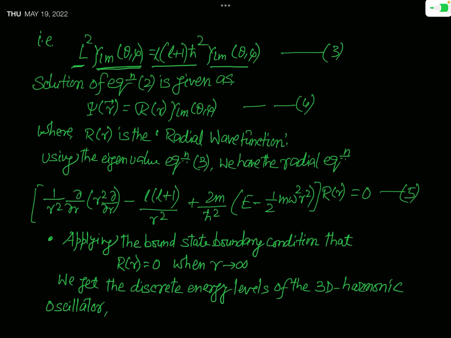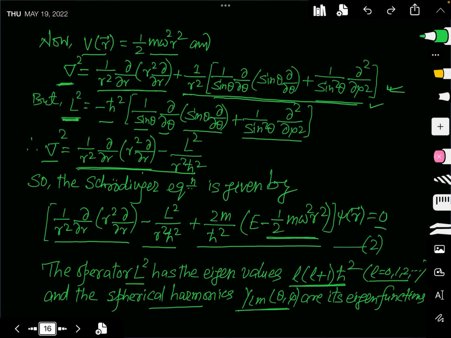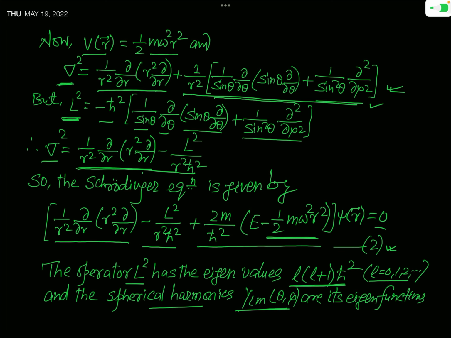Now, if you want to write the solution of the equation defined in equation 2, what will its solution be? As you know, this equation has two parts. The first part is called the radial part of this equation, and the second part is the angular part. Angular part means the part in which L square is included. So this is its angular part.